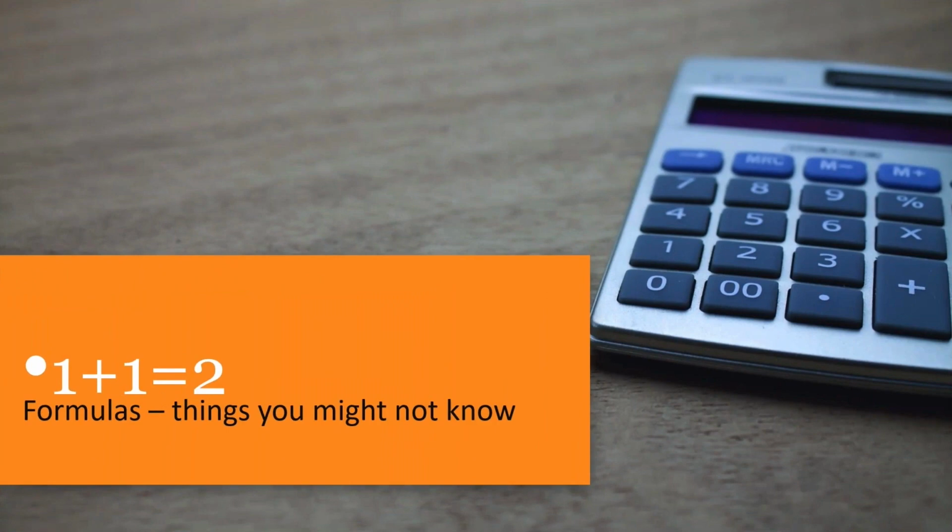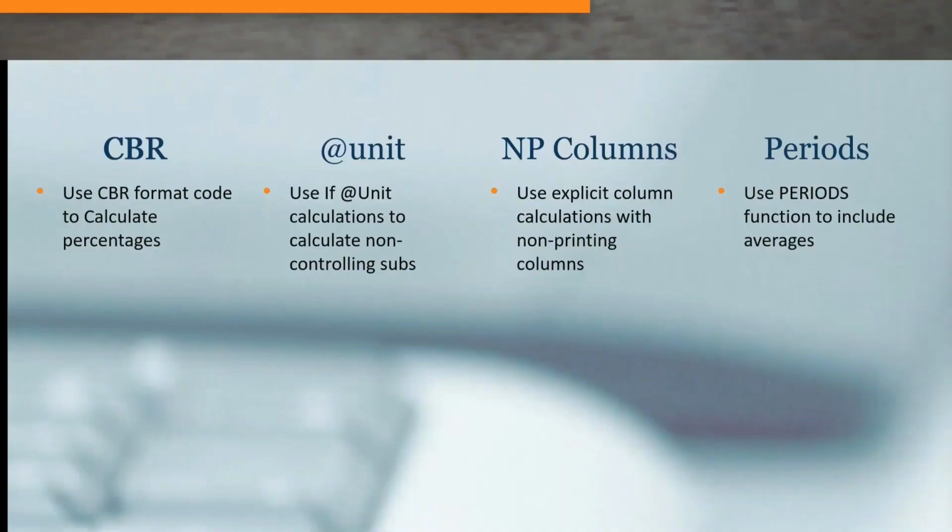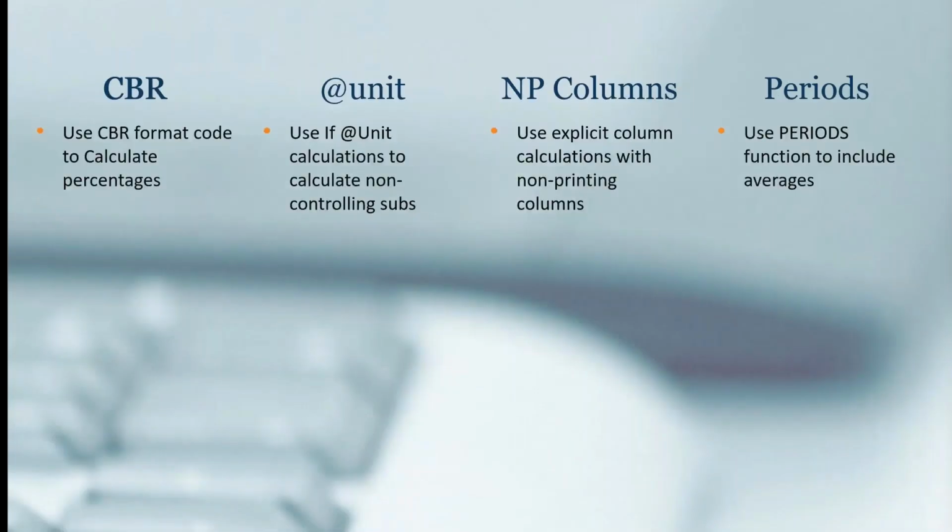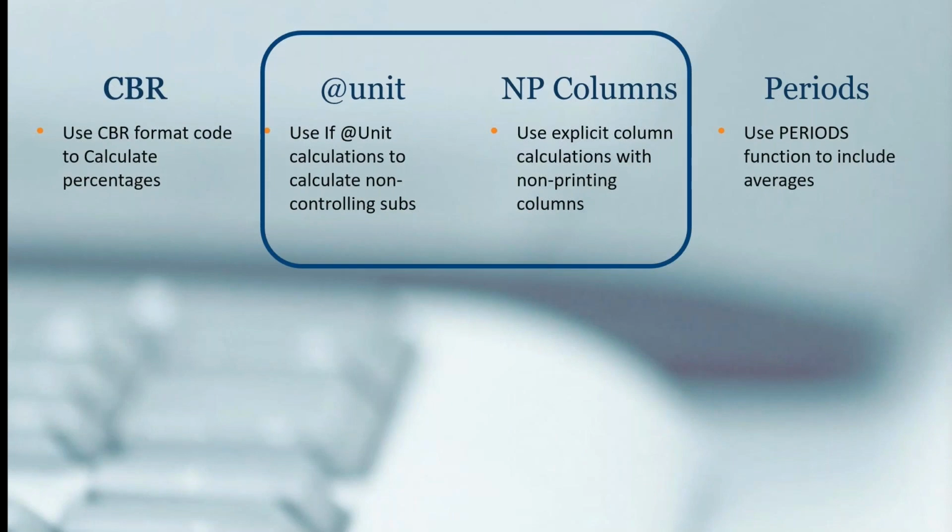So first, we'll talk about formulas and some different ways to make report calculations calculate correctly without having to manually manipulate values after the report runs. So our first 4 tips will deal with formulas. I'm going to combine tips 2 and 3, and they'll be shown in one example.